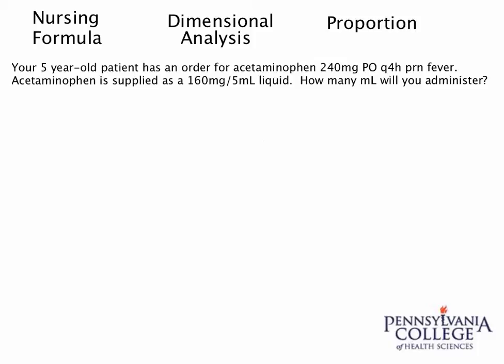If we want to use the nursing formula, we need to first write that down. So we have our desired divided by what we have times the quantity. The desired is what we would like the patient to receive. What is desired is 240 milligrams. So I will write in 240 because that's the desired order. What we have available, we don't have 240 milligrams available. We have 160 milligrams available.